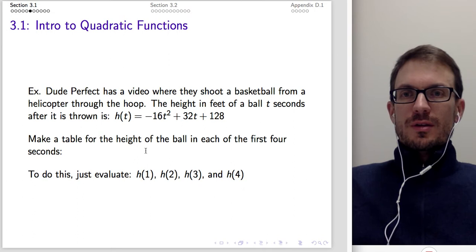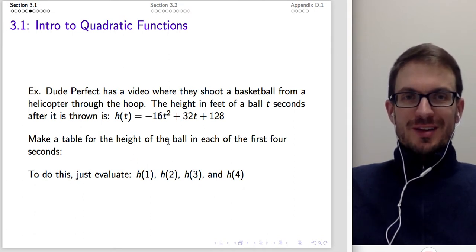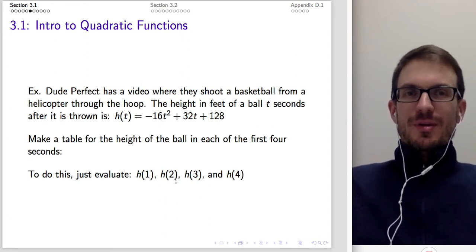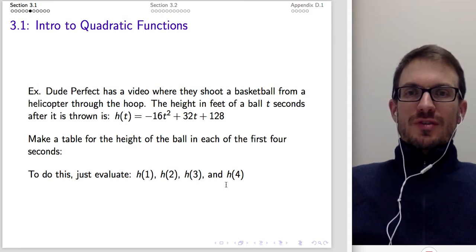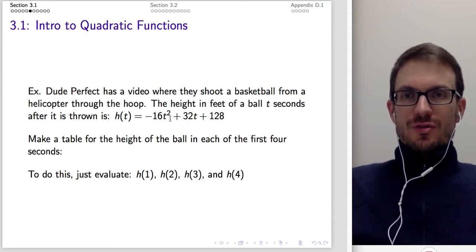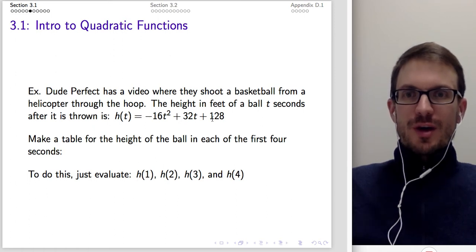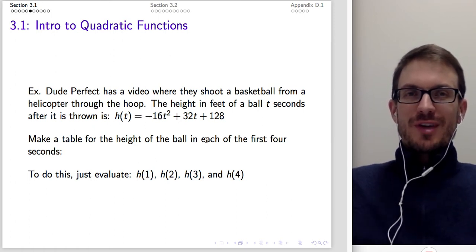Okay. So here's another thing we can do. Let's make a table. Let's get a table for the height of the ball in each of the first 4 seconds. How do we make a table? Well, we're going to evaluate h of 1, h of 2, h of 3, and h of 4. So stop the video, go ahead and just evaluate this function. Find h of 1, h of 2, h of 3, h of 4, and build a table.